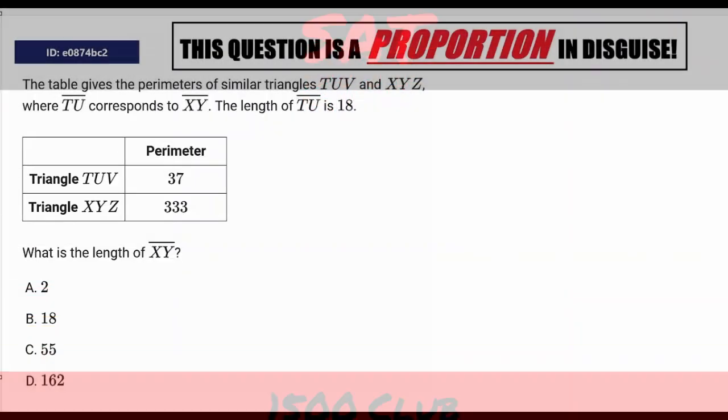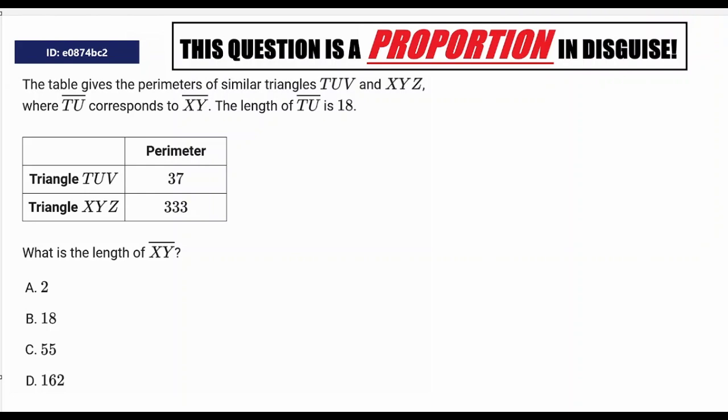This right here is a medium SAT geometry problem. It's really a proportion in disguise, but we'll get to that in a second. Let's read it. The table gives the perimeters of similar triangles TUV and XYZ. TU corresponds to XY. The length of TU is 18. You're looking for the length of XY.